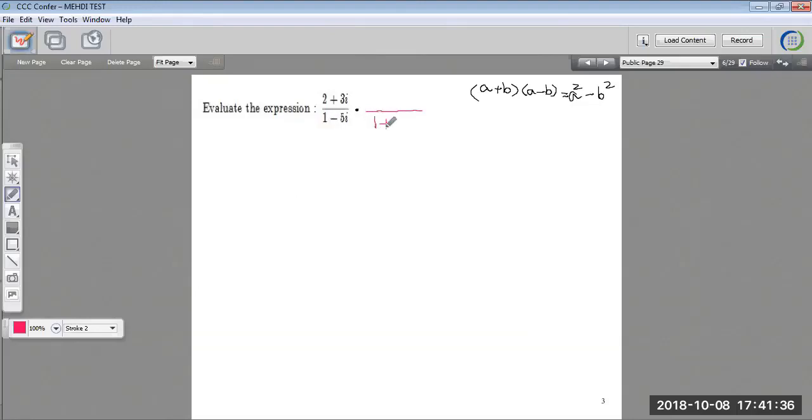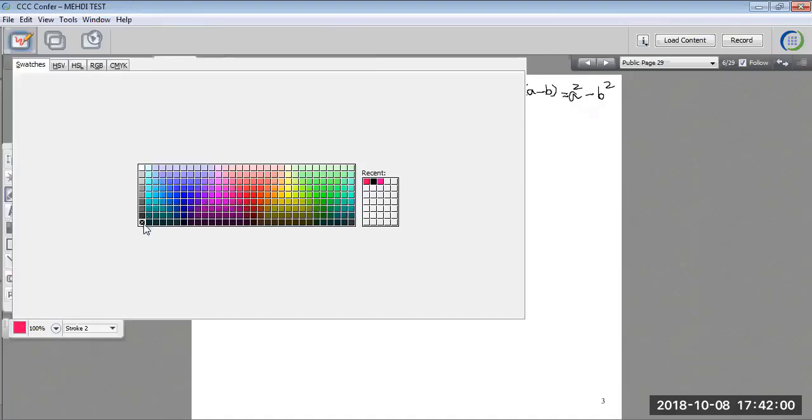We do this if you have a binomial, if you have two terms at the bottom of the fraction. If you have only one term at the bottom of the fraction, you would just simply multiply it by itself. If you have only i or 2i at the bottom of the fraction, you multiply by itself, 2i, and then i squared turns to negative 1. But in this case, since you have two terms, we need to multiply by its conjugate binomial.